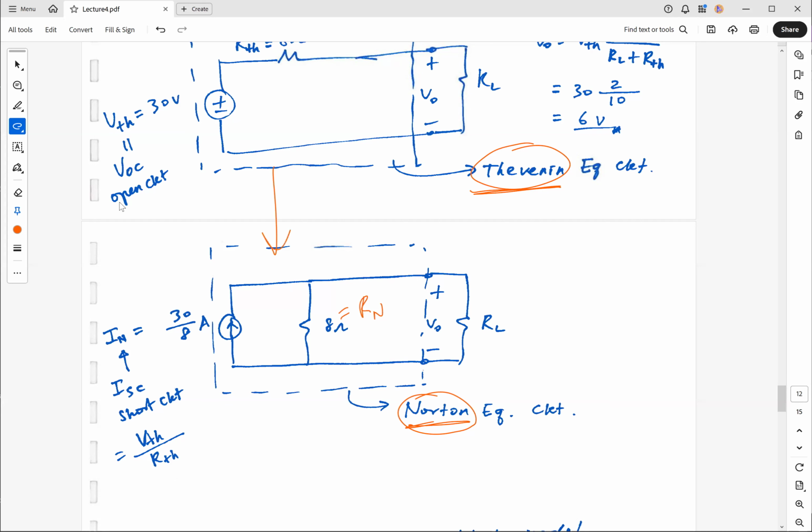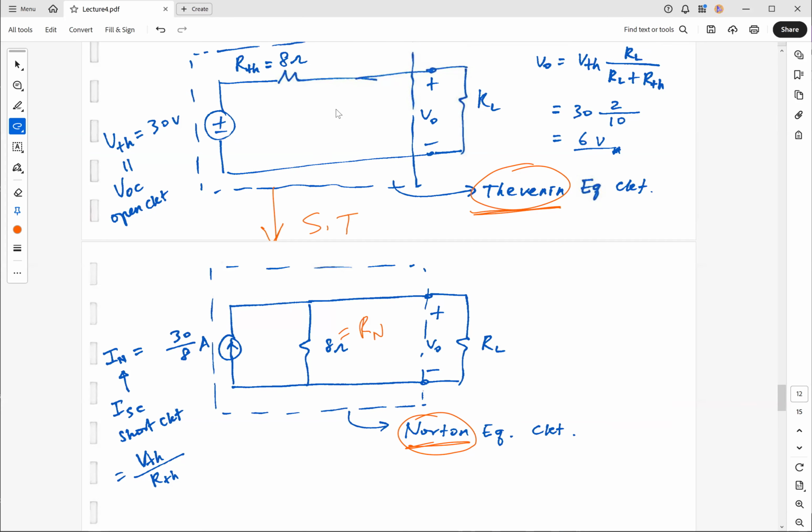So hopefully this reminds you, I can perform source transformation here. Because I have a series combination, I can convert it into a parallel combination. So this current source is equal to VTH divided by RTH. And if you recall, this is 8 ohm, and this also has to be 8 ohm because RN and RTH have to be the same, just like the story we talked about, RX and RY have to be the same in the derivation. So RN and RTH, 8 ohm and 8 ohm.